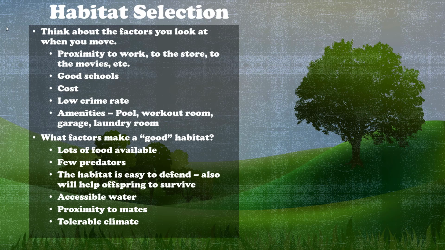What amenities does the community have to offer you? What factors make a good habitat? Some of the factors that make a good habitat include having lots of food available, having few predators, having a habitat that is easy to defend. If you have a habitat that is easy to defend, this will also help the survival rate of the offspring. Also, you want to make sure that the habitat is close by accessible water and in close proximity to mates. And of course, the climate has to be tolerable.